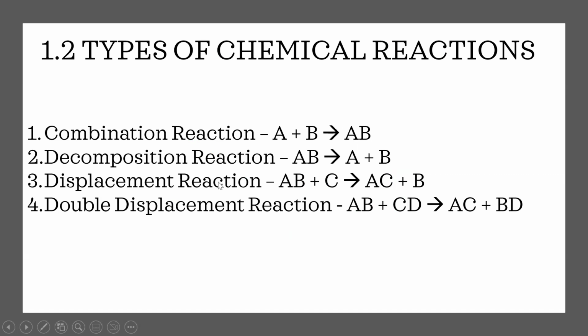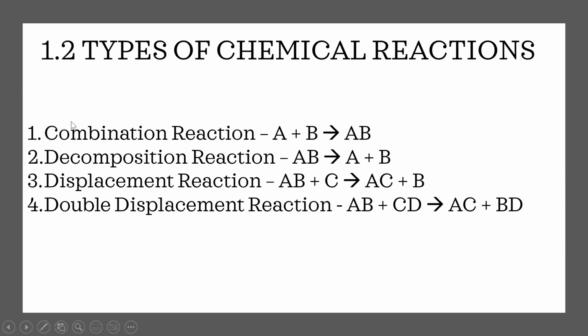Next one is a displacement reaction. See here, AB reacts with C and forms AC plus B. Here B is displaced by C. So it is a single displacement reaction. Next one is a double displacement reaction. See here, AB reacts with CD, where B is displaced by C, and here C is displaced by B. So double time the displacement is taking place. So it is a double displacement reaction.